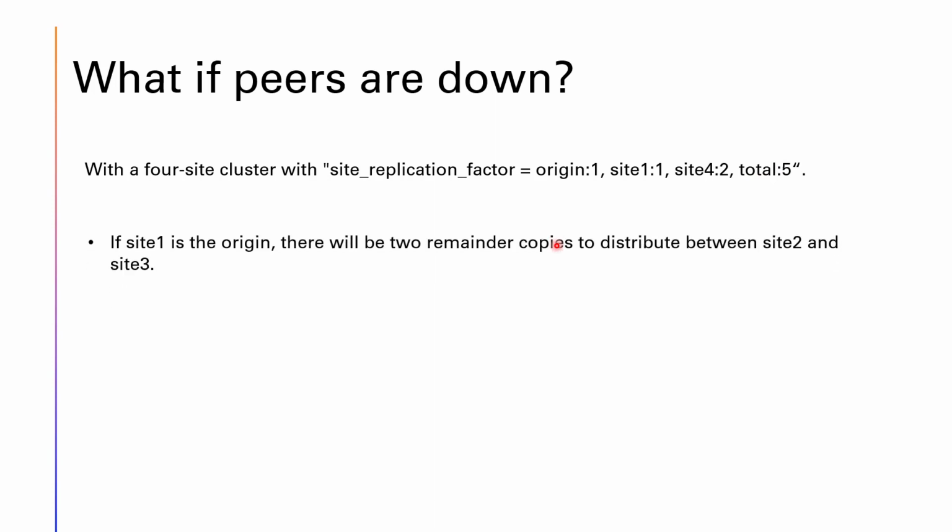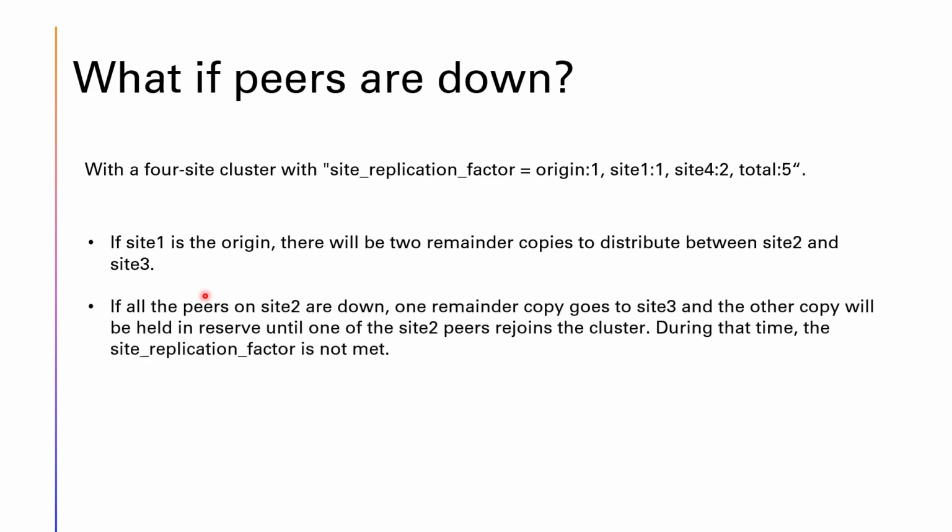Similar example, if my site 1 is becoming origin, what will happen? Site 1 will get 1, site 4 will get 2, 3 are gone, 2 are left. The remaining 2 will be distributed between site 2 and site 3. That is fair enough, right? As I said, Splunk will try to distribute evenly.